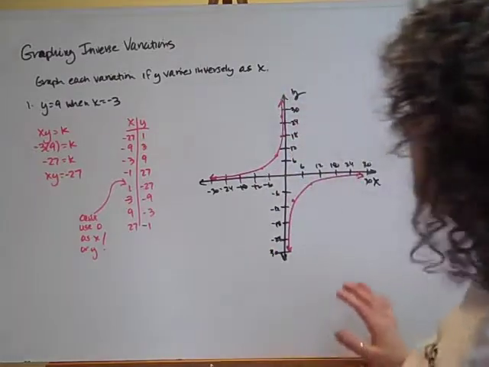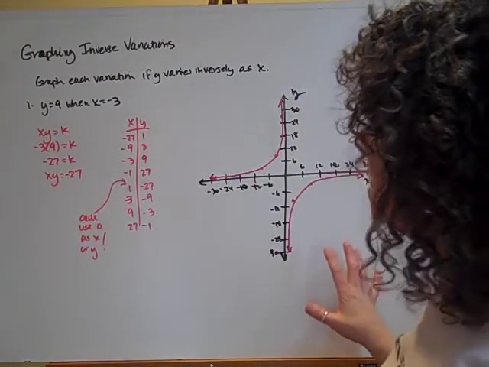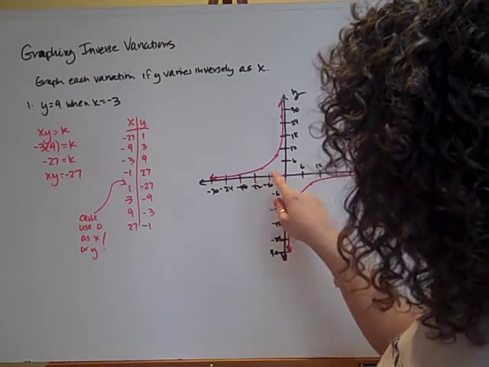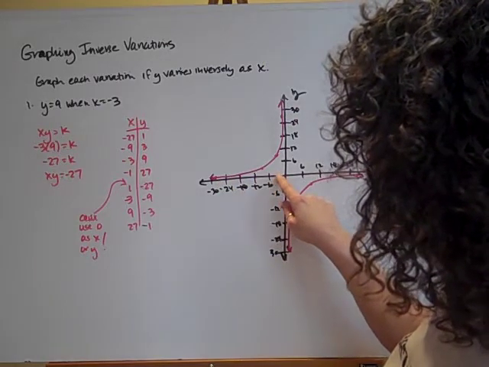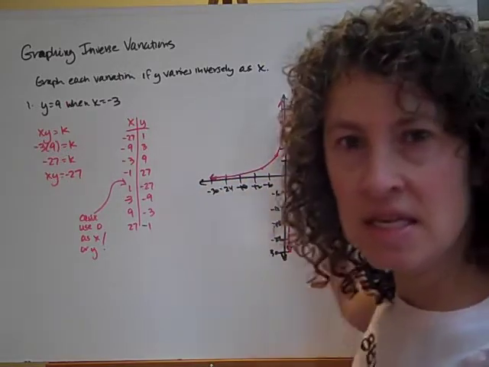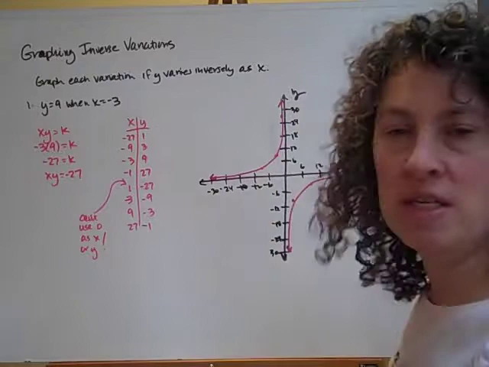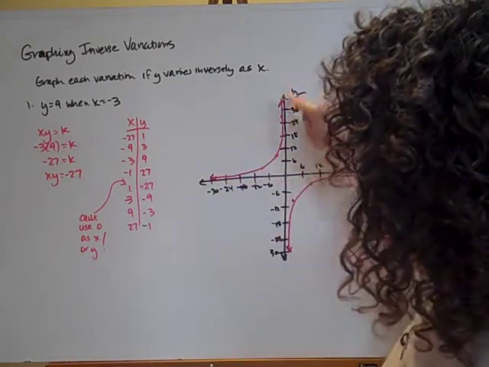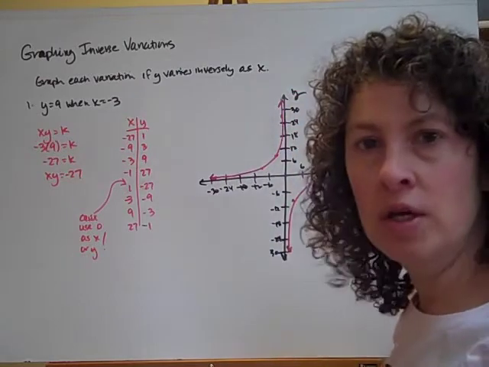So now I'm going to graph it. Notice what this looks like when I graph it. I have -27, 1; -9, 3; -3, 9; and then -1, 27. So I end up with this. We've seen something like this before when we were working with exponential functions. It looks like a water slide there. We end up with this looking graph here.